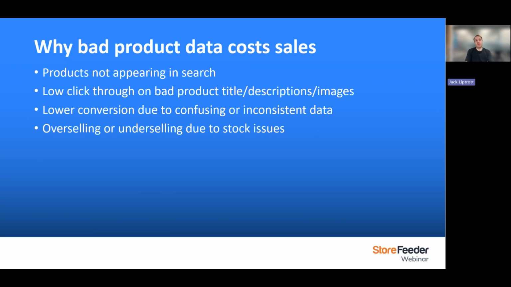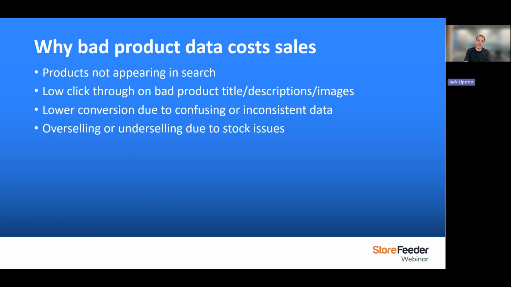There was convincing people to buy the product. So if the data's messy, it might be unclear and not relevant to the customer, or they might not think it's relevant, giving you lower click-through rates and perhaps less traffic to the listings. Low conversion due to confusing or inconsistent data.